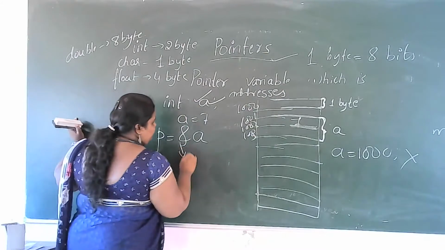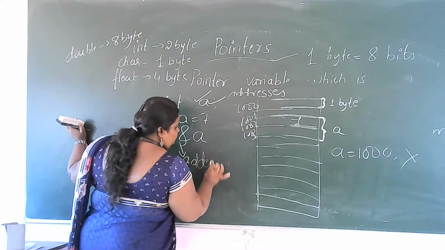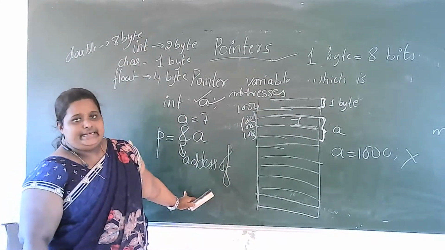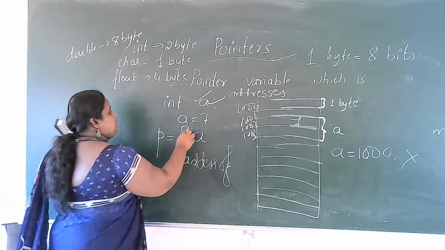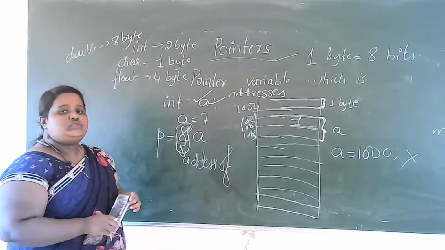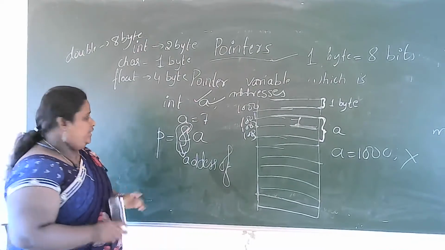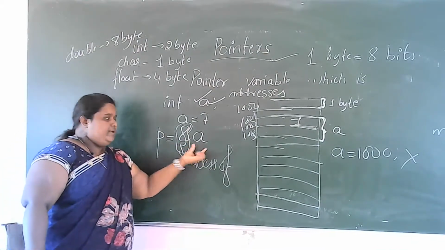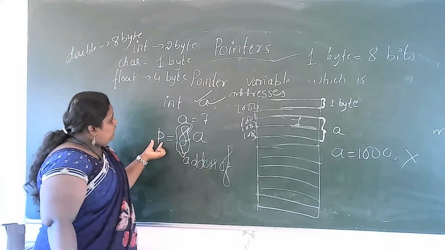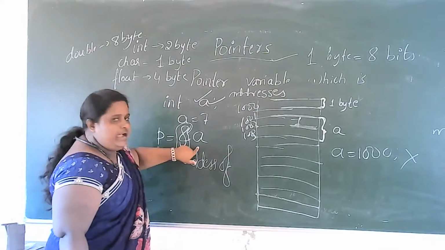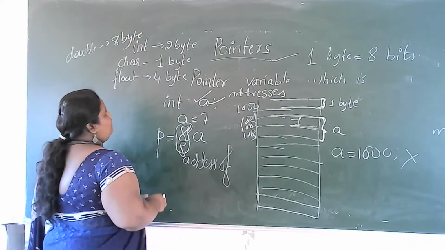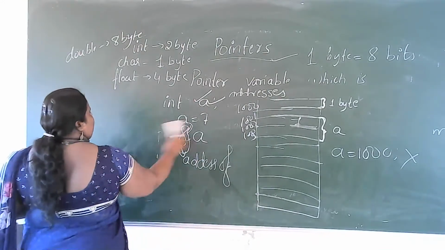Here ampersand means the address-of symbol. Ampersand is called the address-of operator. Ampersand is used to retrieve or store the address of another variable. Here A is another variable, P is a pointer variable. What is the pointer variable doing? The pointer variable is storing the address of another variable. Got it? This is the pointer definition.